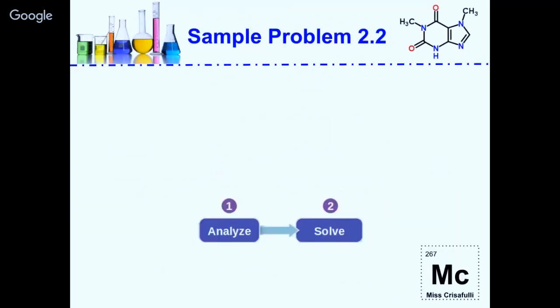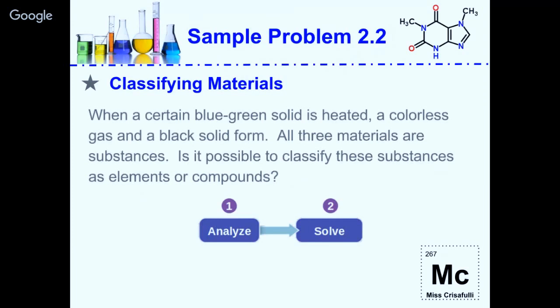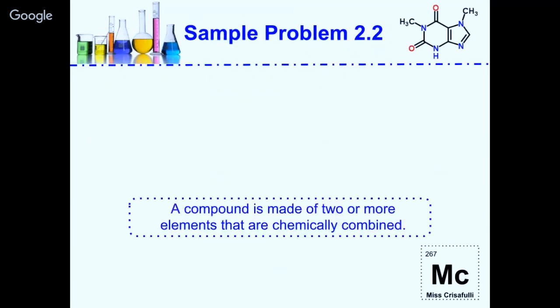This is sample problem 2.2 from your textbook. It's called classifying materials. When a certain blue-green solid is heated, a colorless gas and a black solid form. All three materials are substances. Is it possible to classify these substances as elements or compounds? Now, this is a non-numeric problem, so we're going to solve it in the two-step way. We're going to analyze at first, and then we're going to solve. So let's talk about and analyze this.